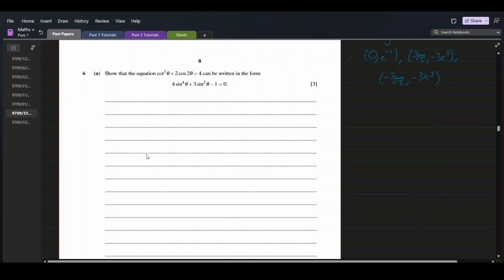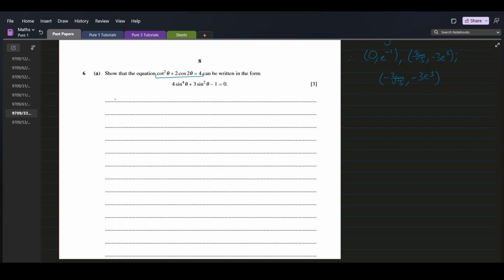Number 6, part A. Show that the equation cos²θ + 2cos 2θ = 4 can be written in the form 4 sin⁴θ + 3 sin²θ - 1 = 0. Okay, so we're trying to get this equation to be a quadratic equation in sin²θ.